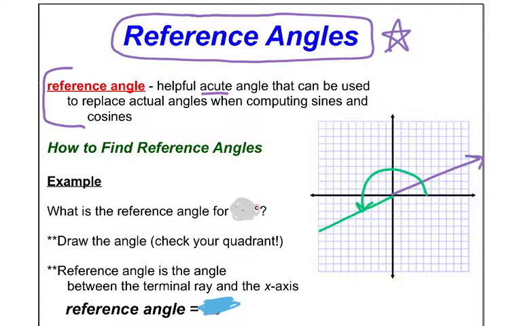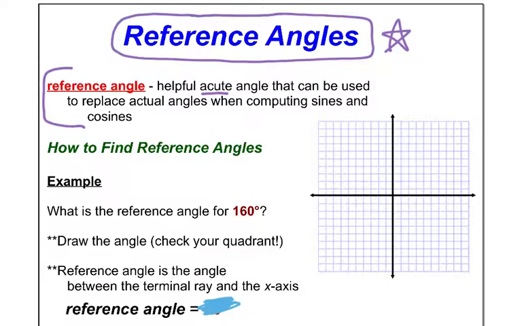And the reference angle is basically how far you are from the nearest x-axis, right there in red. On the purple angle, here's your reference angle. How far are you from the nearest x-axis? So for example, how about 160 degrees? What's the reference angle for 160? How far does it take to get back to the nearest x-axis? And that will be your reference angle.